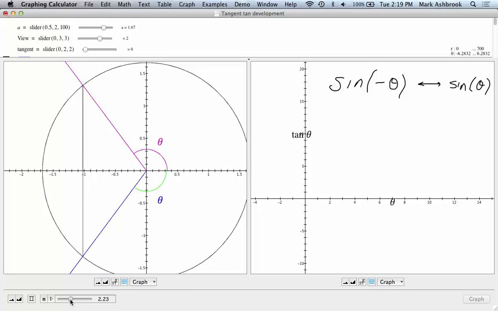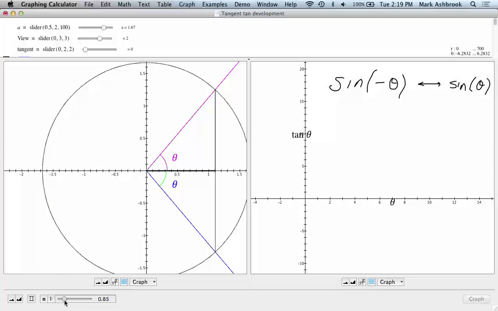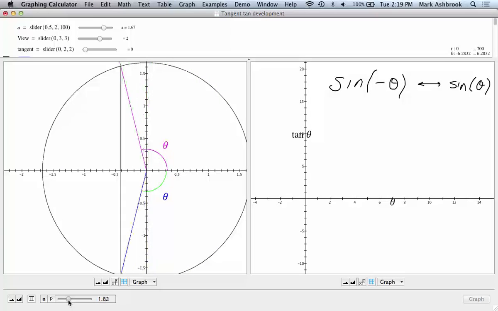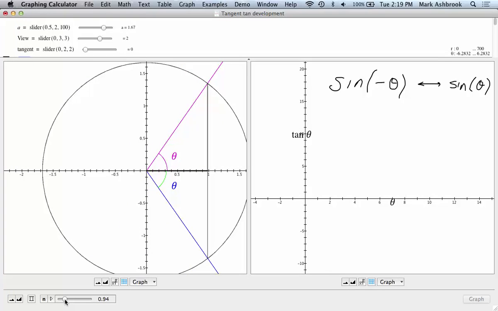Taz, Christian. They're both the same value, but one's negative and one's positive. Okay, so he said one is positive and one is negative, and he said that sine of the opposite of theta is the opposite of sine of theta. What do you think?